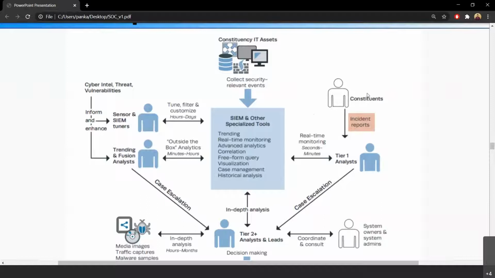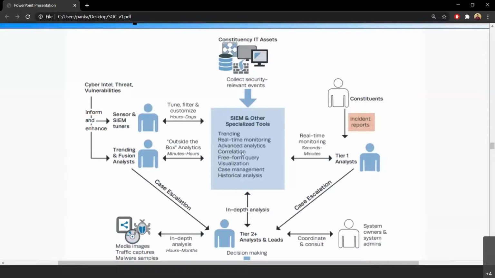Then we have the incident reports coming from the constituent. So suppose some breach has occurred. How the breach occurred, how was the attacker able to get inside. That report, after analysis, is also fed into the SIEM. So all of the data related to attacks, all of the logs and all of the new intel is fed into this central SIEM and all the other tools.